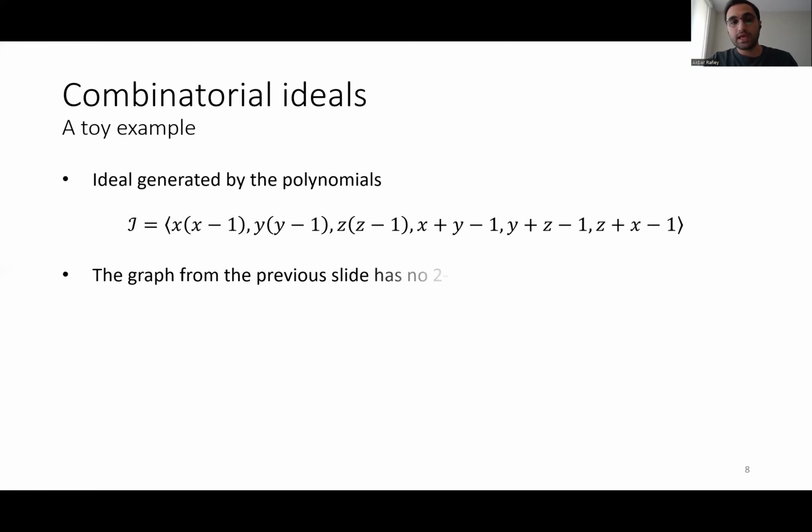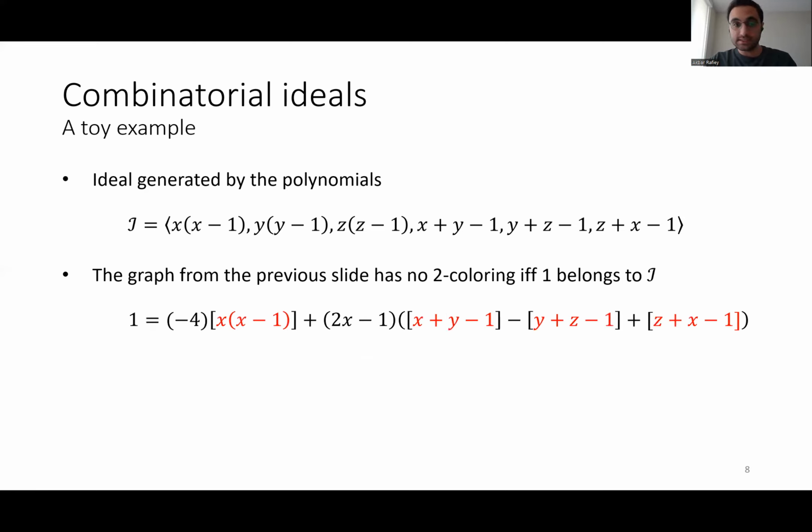Now, the ideal corresponding to this example is obtained by putting all these polynomials together. The graph has no two-coloring if we can find a proof that 1 belongs to the ideal. In this case, we can find such a proof, and one possible proof is as follows. Therefore, the variety is empty, and as we know, the triangle that we saw is not two-colorable.